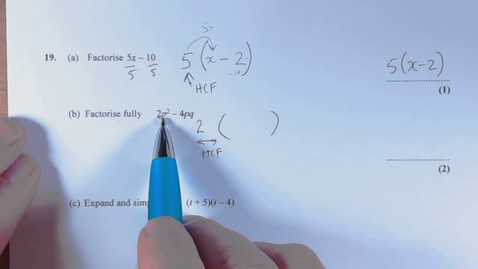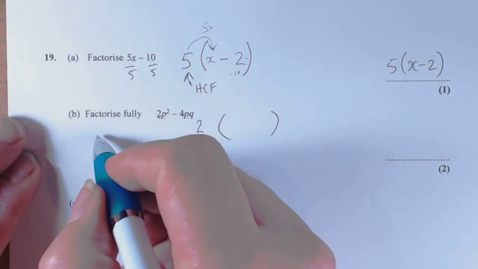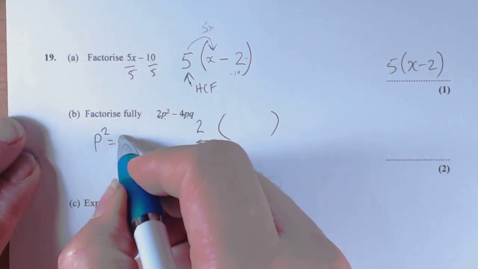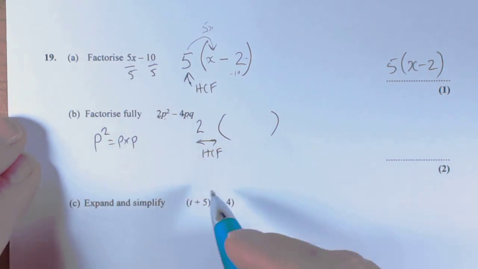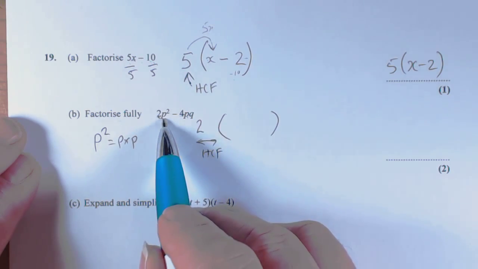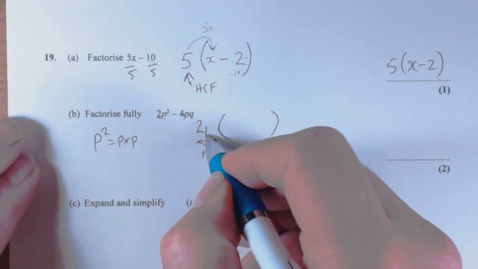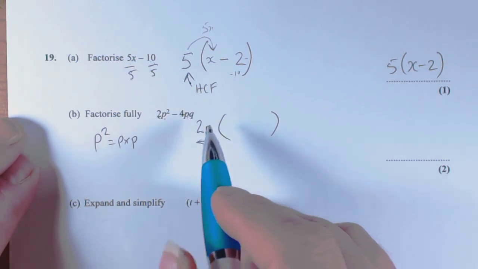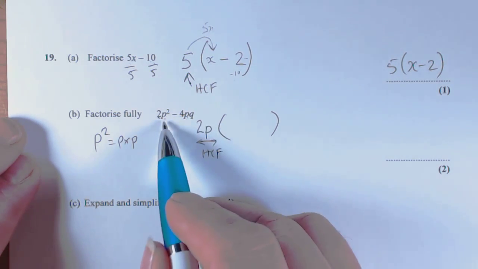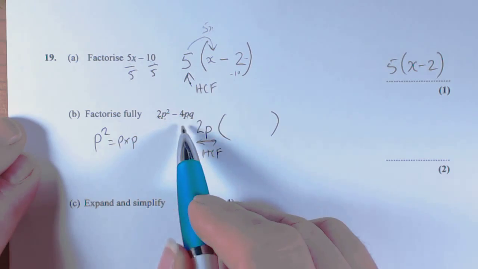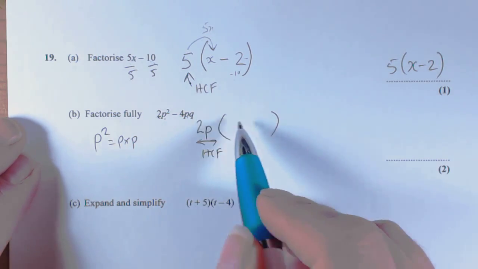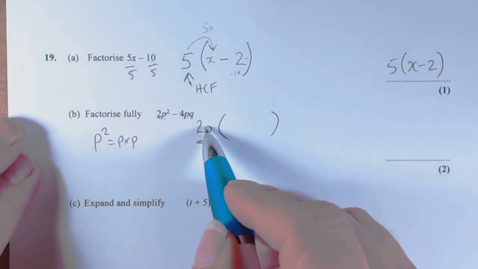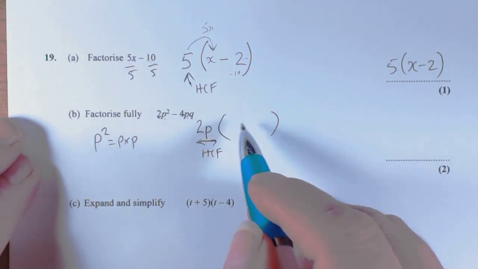Then we look at the letter terms, so we've got a p squared and a p. Well, we should remember that p squared is made by doing p times p. So there's a p out of there and there's a p there. So 2p becomes the highest common factor. There is a q here, but there wasn't a q in this term. So therefore, we'd be saying that 2p must be the only factor that goes into both of these.